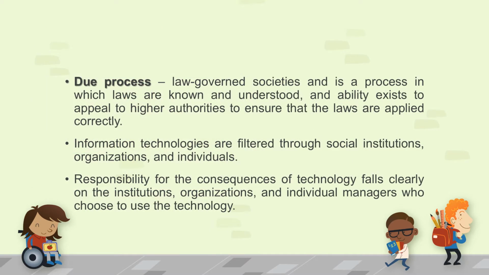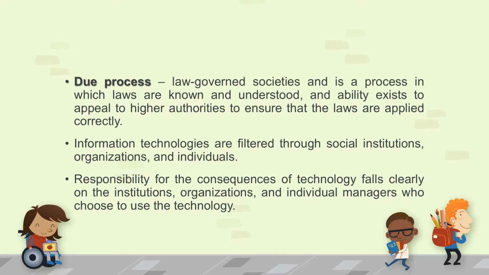What is due process? Due process is a process in law-governed societies in which laws are known and understood, and the ability exists to appeal to higher authorities to ensure that the laws are applied correctly. These basic concepts form the underpinning of an ethical analysis of information systems and those who manage them.